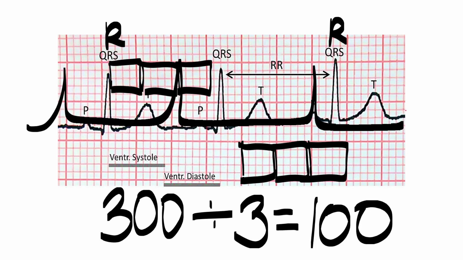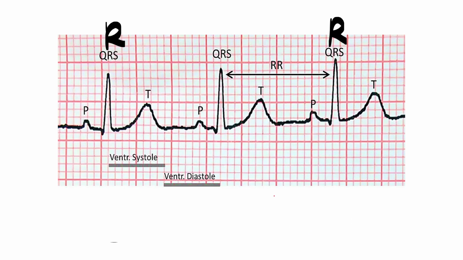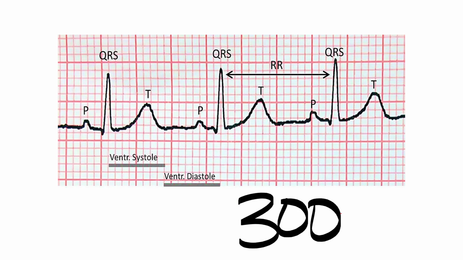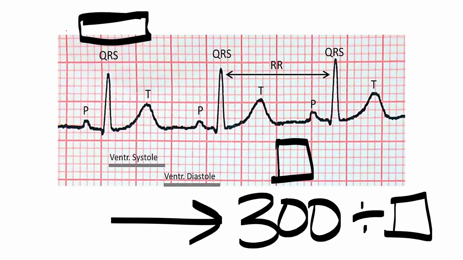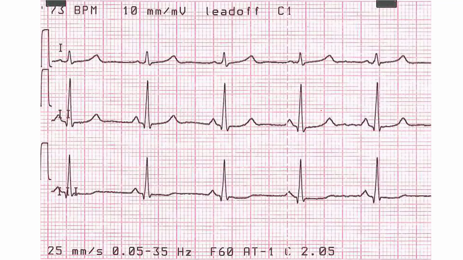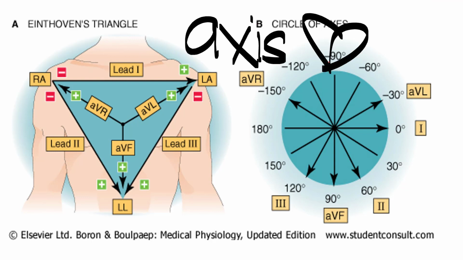If you've got a calculator, you can do this much more accurately by counting the big boxes and small boxes and calculating the time. But most of the time, really fast on a quiz, just divide 300 by the number of large boxes and you'll get the heart rate. So 300 divided by 5, you get a heart rate of 60. All right, the next thing I wanted to point out is that sometimes your atria will have a different rate than your ventricles. To do that, you can calculate the atrial rate as well.